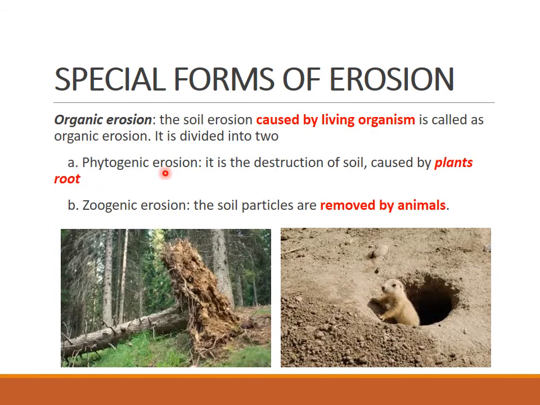Then next one is organic erosion. It is caused by living organisms. If that living organism is a plant, then it is called phytogenic erosion, and if it is caused by animals, it is called zoogenic erosion. In this image we can see that due to the fall of trees, the soil is being disturbed. This is called phytogenic erosion. And the animals making holes in the soil is an example of zoogenic erosion.